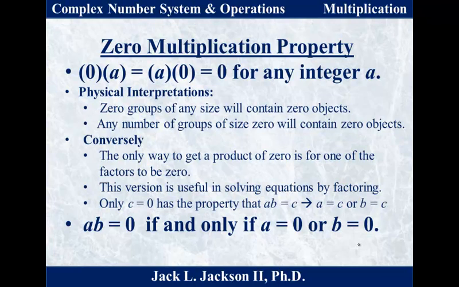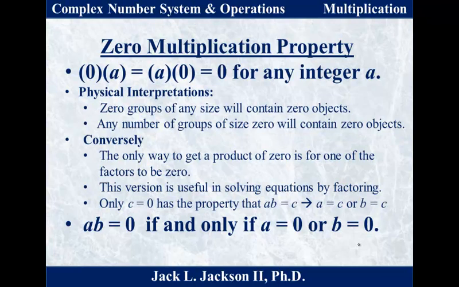Now, this also works conversely, that is, backwards. Here we said if you multiply 0 times a number, you have to get 0. But if you go backwards, it says if you end up with 0 and you've gotten it from multiplying two numbers, then one of those two numbers also has to be 0. So the only way you can get a product of 0 is for one of the two factors to be 0. Okay, and this is very useful in solving equations by factoring.